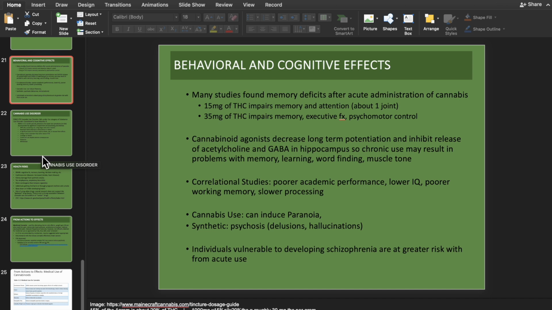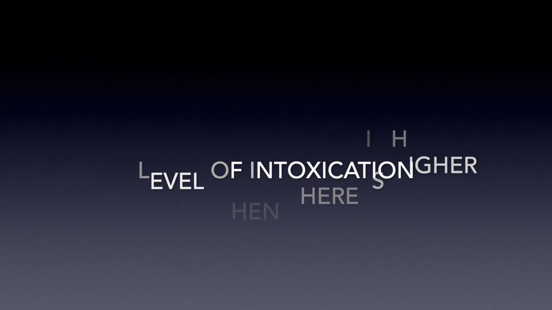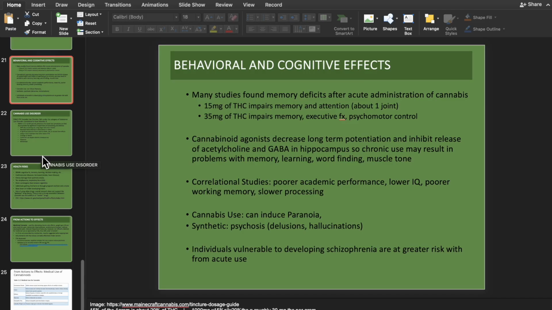Studies have found THC to impair memory and attention and psychomotor control. So chronic use will lead to reduced release of acetylcholine and GABA in the hippocampus, which may result in problems with memory, learning, word finding, muscle tone, things like that. Correlational studies, which means that there's an association, link chronic use with poor academic performance, lower IQ, poor working memory, and slower processing. For those who have smoked weed, they will notice that they seem to be moving in slow motion, have a hard time computing conversations or what someone just said to them. They might experience a long period of blankness, like visualizing just nothing, sitting there blank.